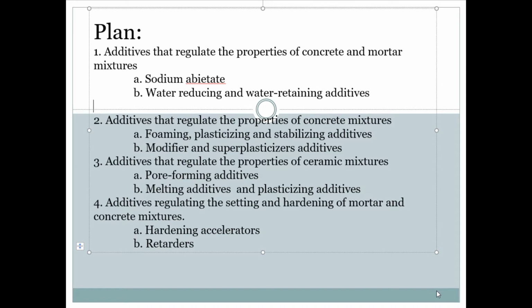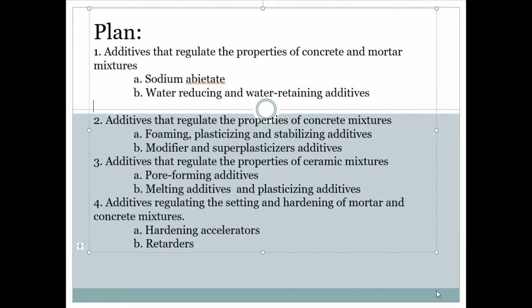Plan. 1. Additives that regulate the properties of concrete and mortar mixtures. A. Sodium abietate. B. Water reducing and water retaining additives. 2. Additives that regulate the properties of concrete mixtures. A. Foaming, plasticizing, and stabilizing additives. B. Modifier and superplasticizer additives.